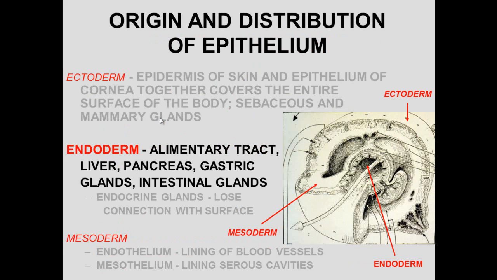Now, the origin of the digestive tract is the endoderm. You've got the digestive tube, as well as the liver, pancreas, gastric glands, and intestinal glands. They come from the endoderm.